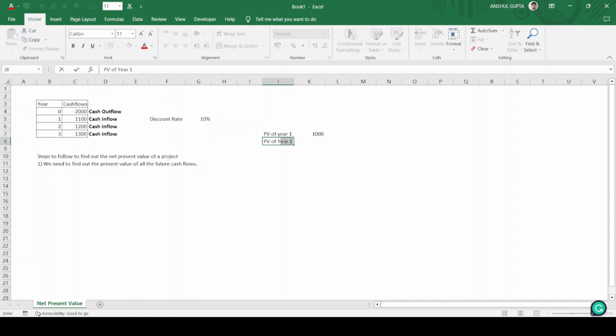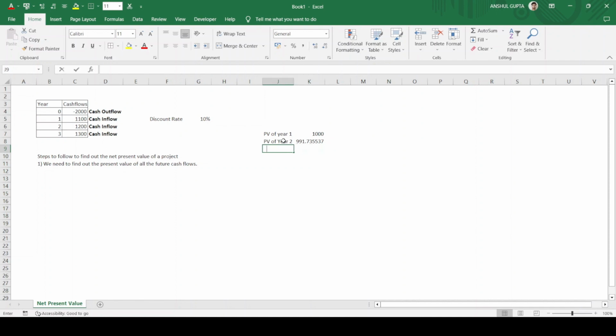Now let's calculate for year two. That is equals to, we need to take the value of year two, that is 1200. We need to divide this by 1 plus discount rate, close the bracket, and we need to take the power as 2 because this is year 2. Press enter, and our present value of year 2 is 991.